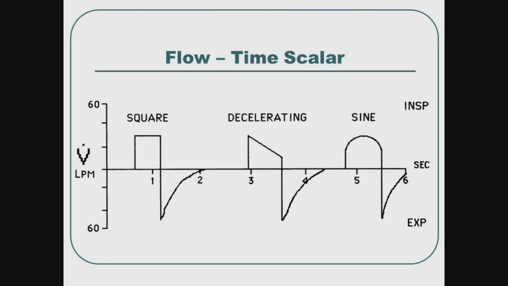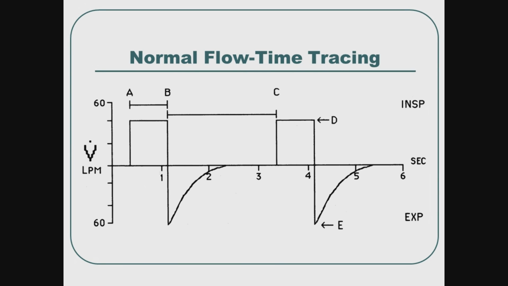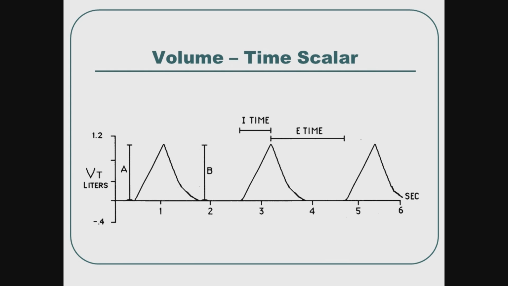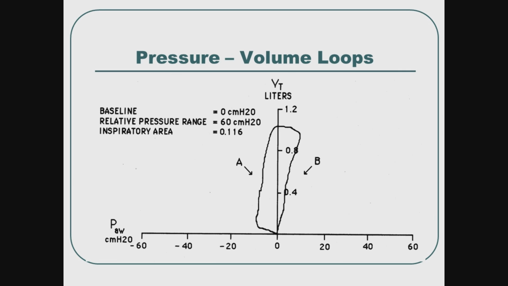Looking at flow versus time, we know that there's primarily two types that we encounter, a square wave and a decelerating pattern that we'll use in volume-based ventilation. The distance A to B, again, is inspiratory phase. B to C is the expiratory phase. Volume time, really we'll just monitor the inspired and the expired volume. It's kind of a dull, boring tracing.